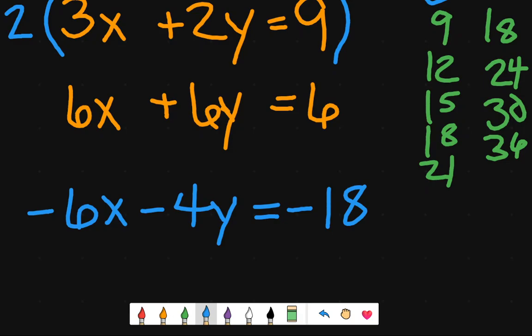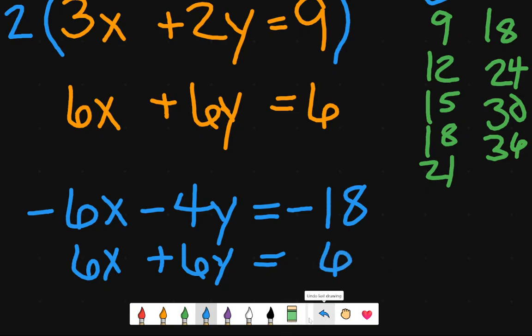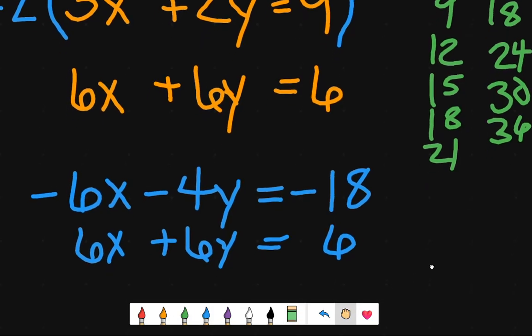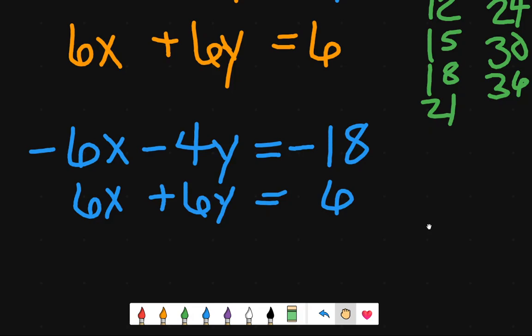With the second equation, we do not have to change anything. We leave it as it is, and we just write it below, so we can combine now. So we have 6x plus 6y is equal to 6. Now we're going to either add or subtract. Since I have a negative 6x on top, I'm just going to add it to a positive 6x. This is where I'm going to get my eliminated x's from.